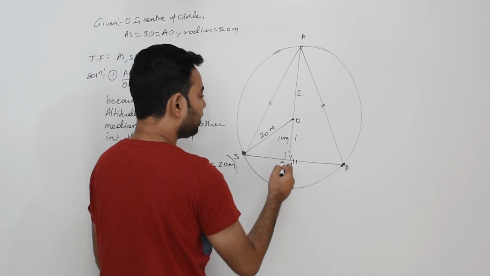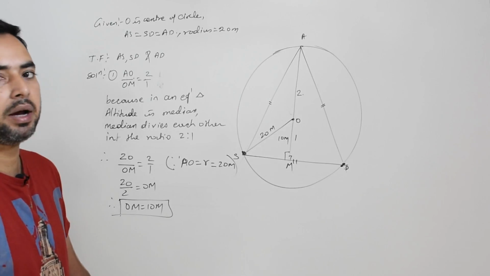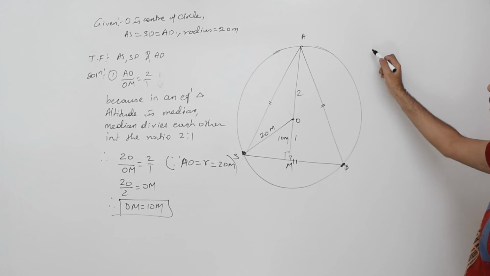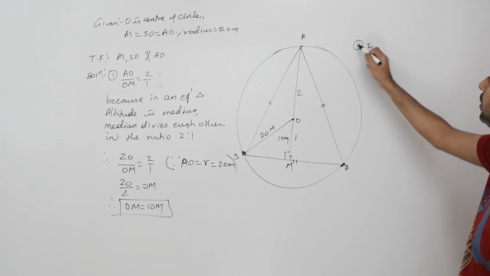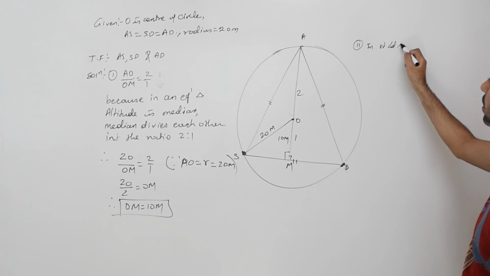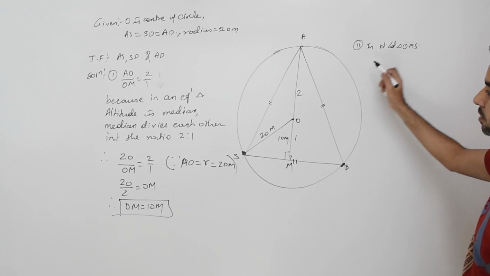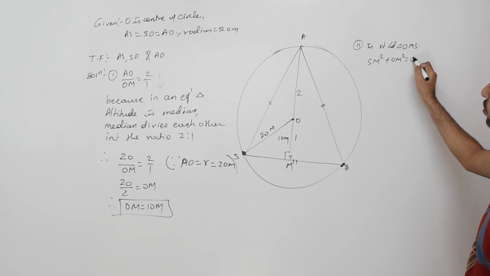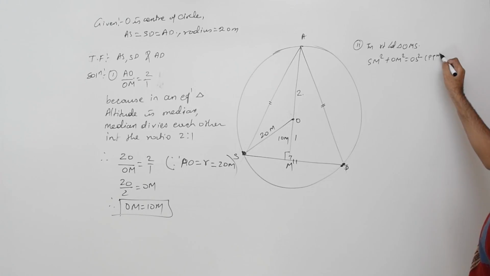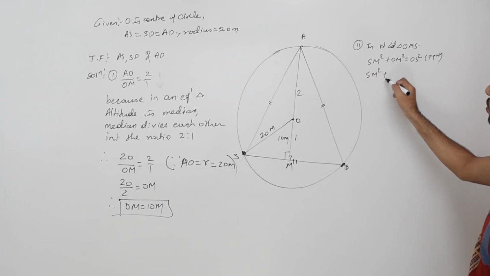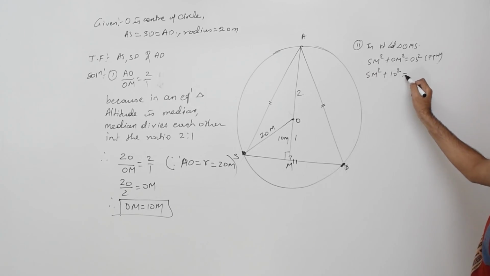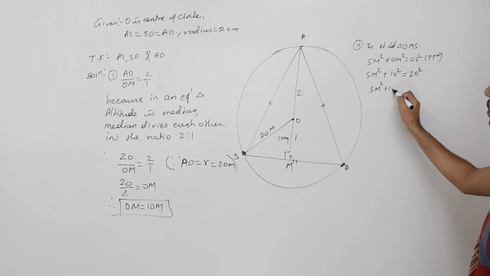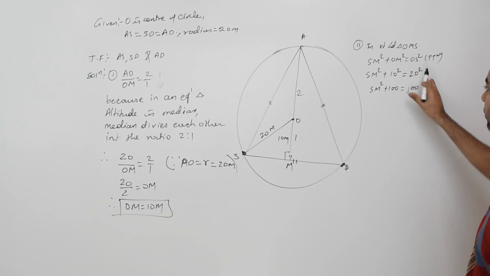two sides of the right angle triangle are known, so we can find the third side by using Pythagoras theorem. Therefore, in the second point, in right angled triangle OMS, SM square plus OM square equals OS square by Pythagoras theorem. SM we have to find out, OM is 10, so 10 square, and OS is 20, so 20 square.